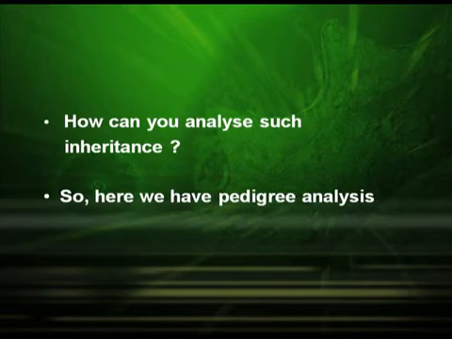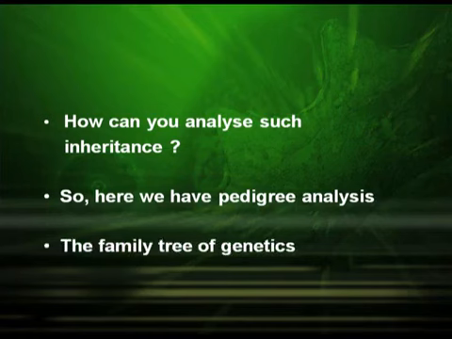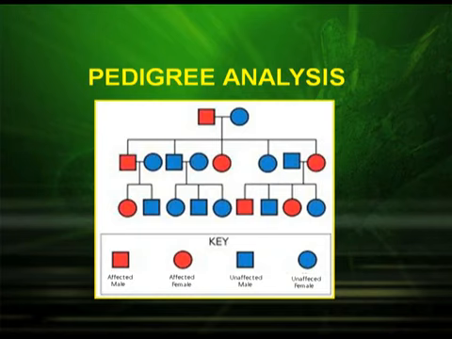Such inheritance can be analyzed by pedigree analysis. Pedigree analysis is called the family tree of genetics. The following diagram shows the male and the female and the mating type with the symbols. The square represents the male and the round represents the female.